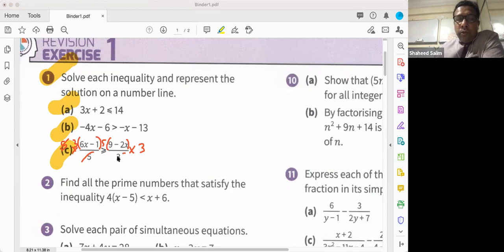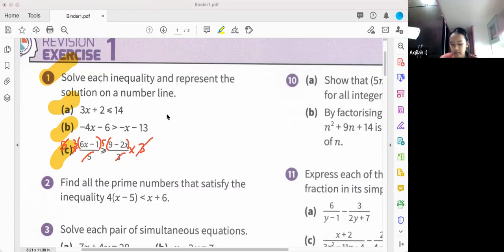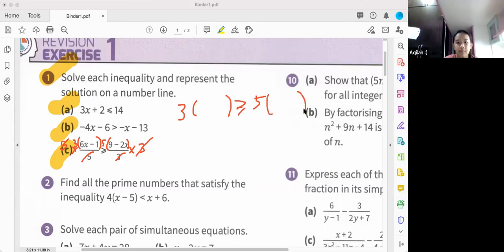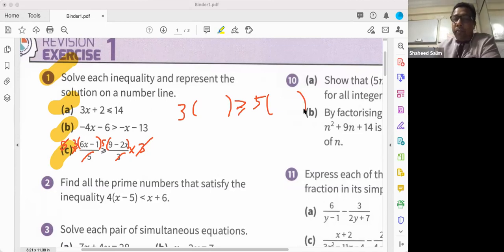Are you confused? Oh no, I think I got it. So in other words, you will get something like this: 3 bracket blah blah blah greater than or equal to 5 bracket blah blah blah. Okay, no denominator. I mean the denominator will be 1, but you don't need to write it, right? Yeah.